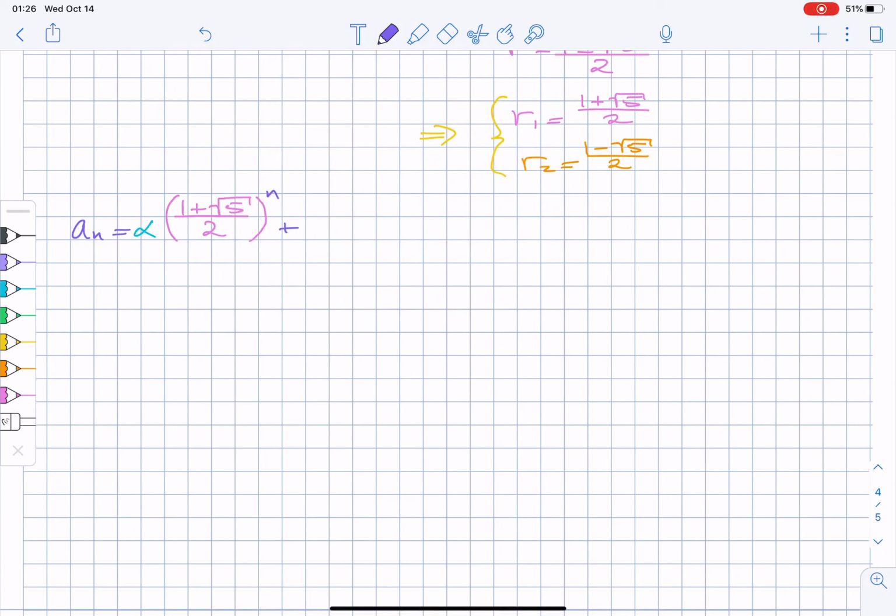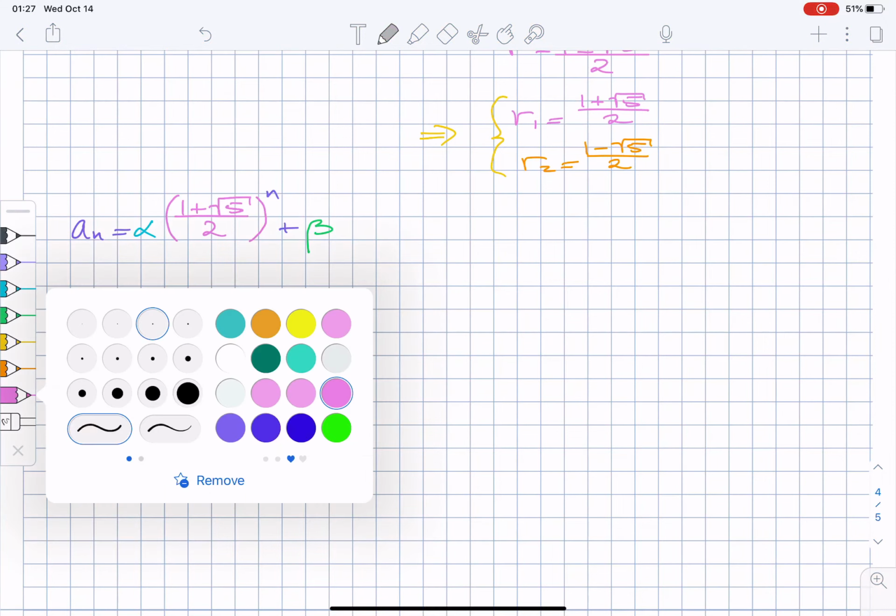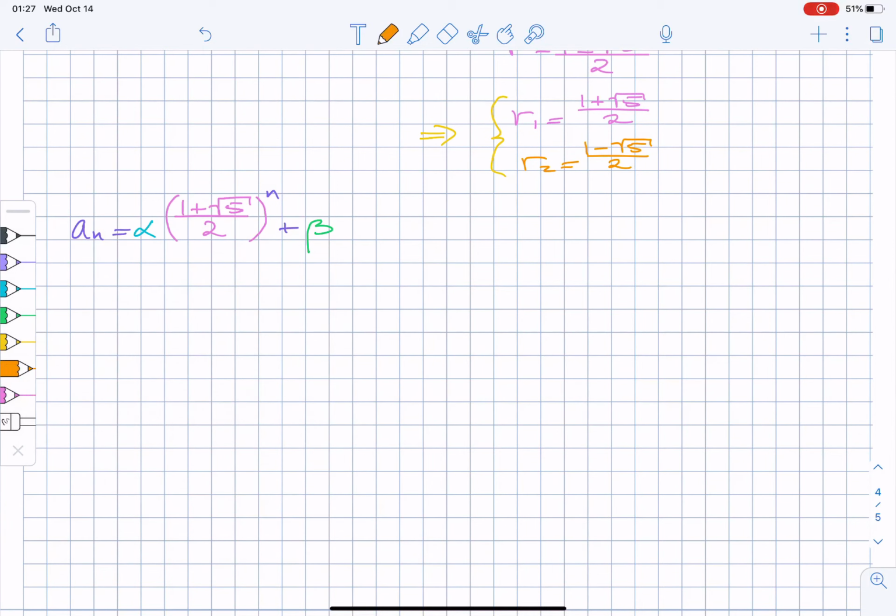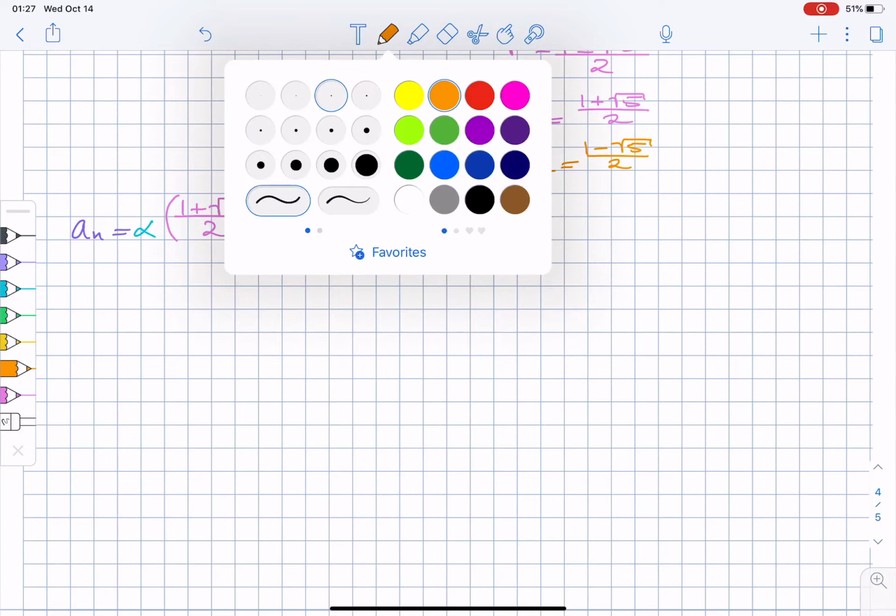Plus some beta. What color should I use for that? I guess I'll use green. Some beta times the second root, which is 1 minus root 5 all over 2, to the n.